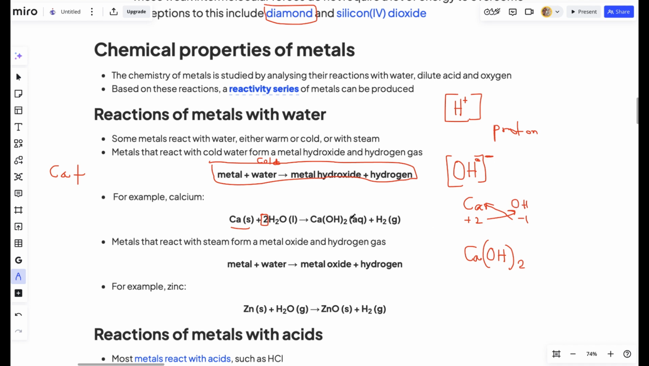So this is how we got the calcium hydroxide. It's an aqueous substance. It's aqueous because it's an alkali, so you write aqueous, plus hydrogen gas produced. Because every time a metal reacts with water, hydrogen gas is given. How do you know? Because it makes a pop sound.